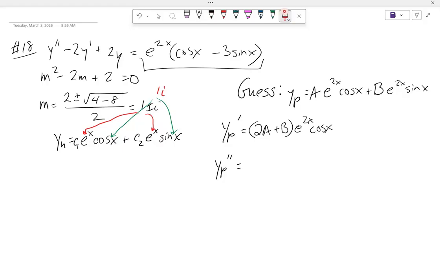For the first term, I need to differentiate the cosine to make a sine pop out, right? What's your coefficient out in front going to be? Negative a, right? And then in the second part here, we need to differentiate the e to the 2x to make e to the 2x sine x pop out. What's your coefficient going to be? 2b. Yeah, good.